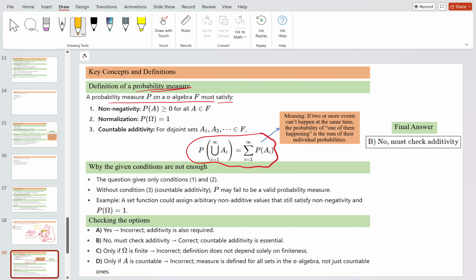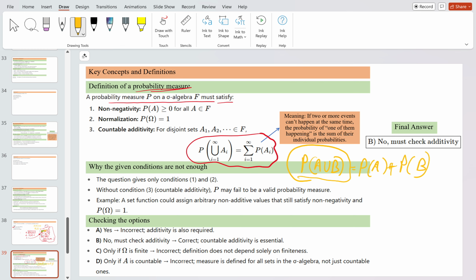Okay, what it means is that the probability of A union B is simply equal to probability of A plus probability of B. It means these events cannot happen at the same time, so you just sum up their individual probabilities, and you will get that countable additivity. That is very, very important to check.